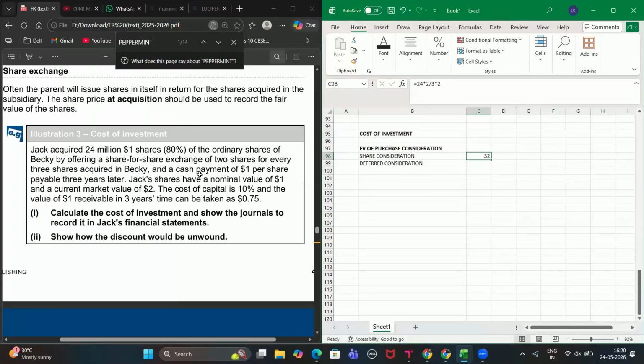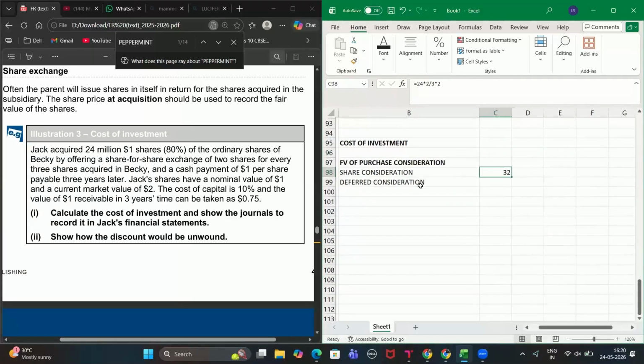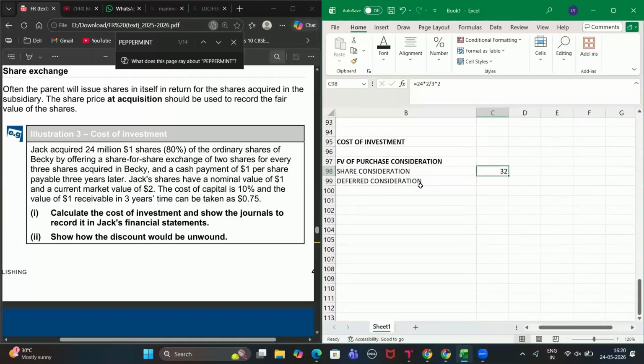Is this clear, guys? Okay, fine. Now what about the next consideration? It is a deferred consideration, right? In a deferred consideration, when are we paying this consideration? We are paying it after 3 years, right?